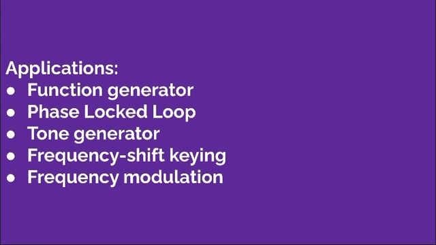Let us see some of the applications of VCO. This VCO can be used in a function generator, phase lock loop. It is also used in a tone generator as well as frequency shift keying, and also in frequency modulation. These are some of the applications used by the voltage controlled oscillator.